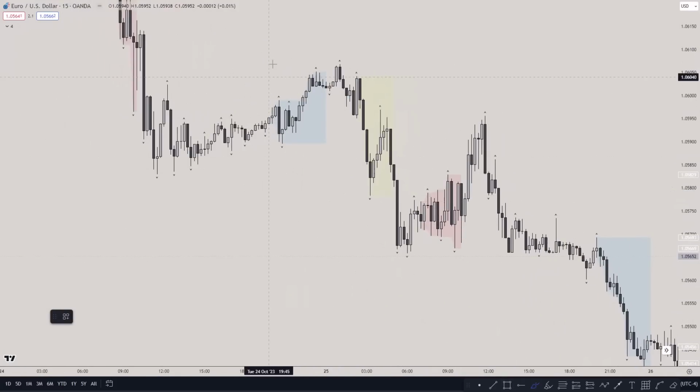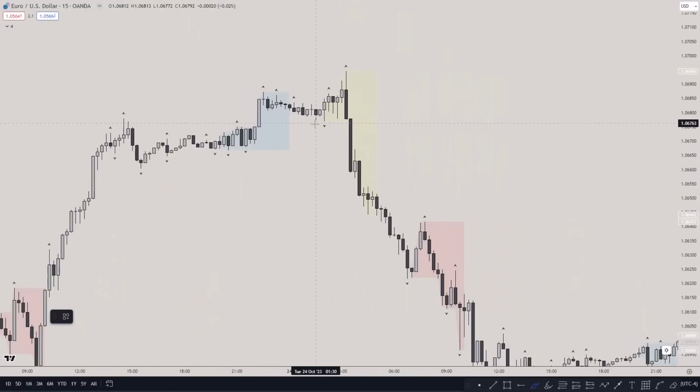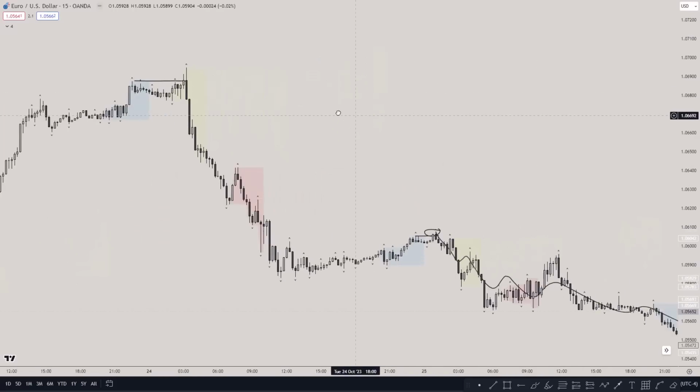What do we have here? Asian session, sweep with a small body closure and then going lower and lower. If I go here again, this is Tuesday. What do we have here? So price swept the Asian range with the wick and then went lower and lower. You see how low it went?